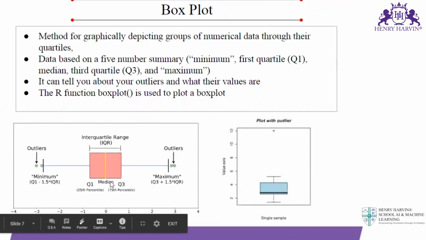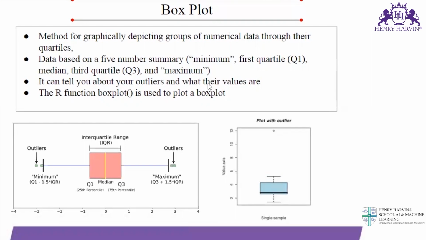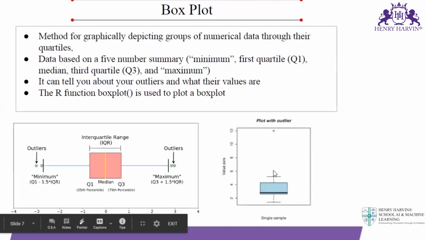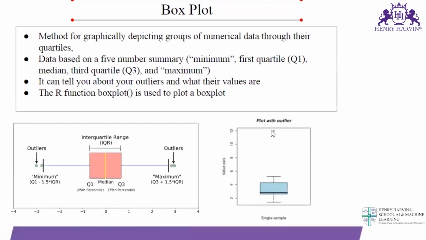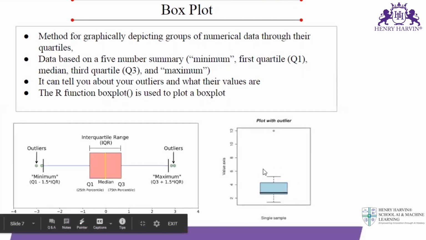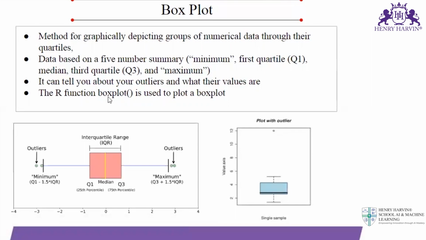And the third quartile is the difference between the median and the maximum value. It can tell you about your outliers and what their values are. So Boxplot is very helpful to plot the outliers. As you can see in this figure, there are quartiles. This is the maximum value, minimum value, the median value, and this is the outlier, or the value that is out of the data which can be affecting the analysis of our data. The function that is used in R to plot Boxplot is boxplot.